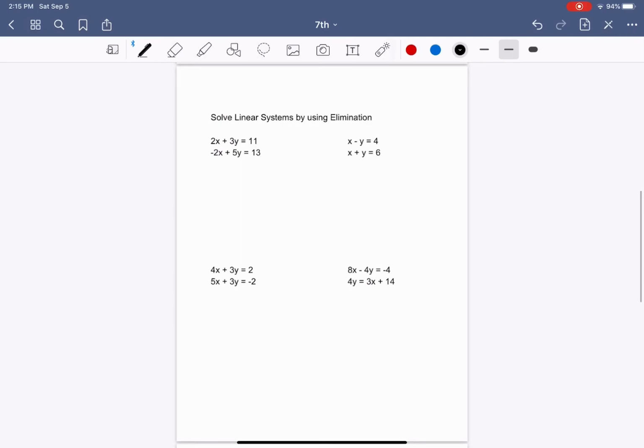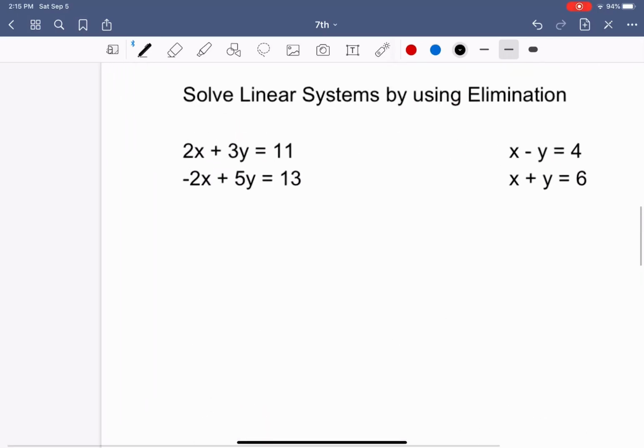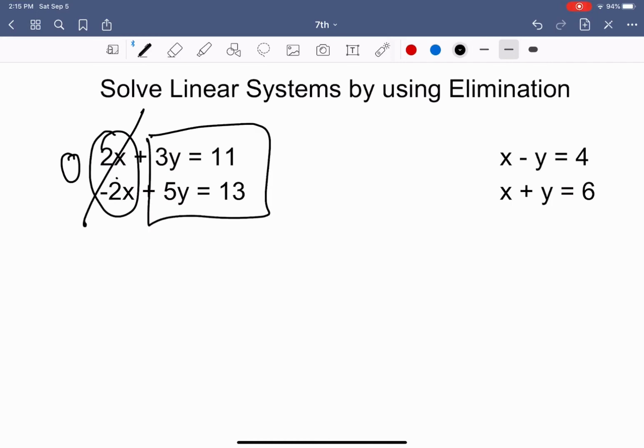Let's look at the second section. I'll show you how to solve linear systems by using elimination as well. What you want to do is find two variables that will cancel out each other. What I mean by that is if you add 2x plus negative 2x, you get 0. That's what I mean by canceling each other out. You have these two left. You want to do the same thing because we added these two to get 0. Now we just have to add these as well.